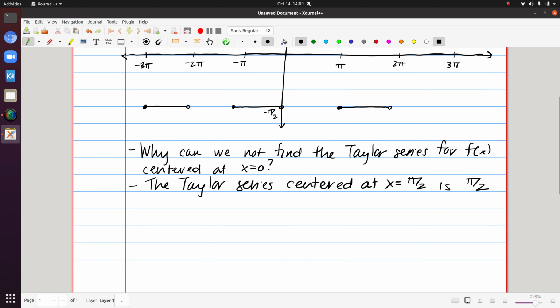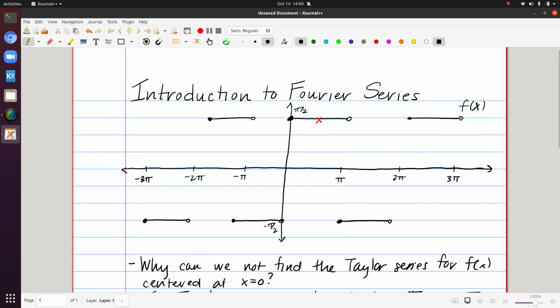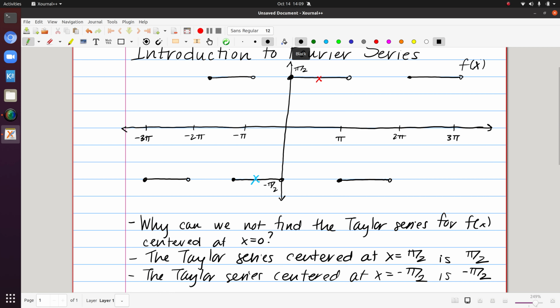And likewise, if we were to find the Taylor series at a different value of x, say centered at minus pi over 2, then yet again we could find this Taylor series, and it would end up evaluating to the value of the function there, because once again all higher order derivatives would be 0. And so we get a different constant here. And again, that would be a good approximation close to x equals minus pi over 2. But if I veer too far away from it, it's not going to be a great approximation.